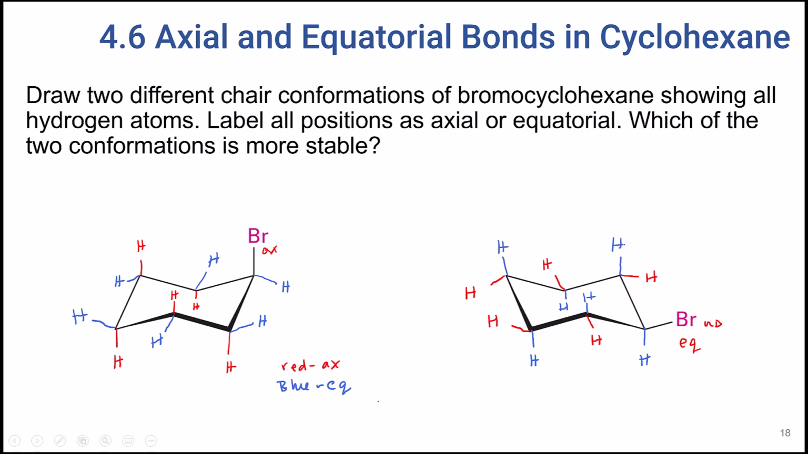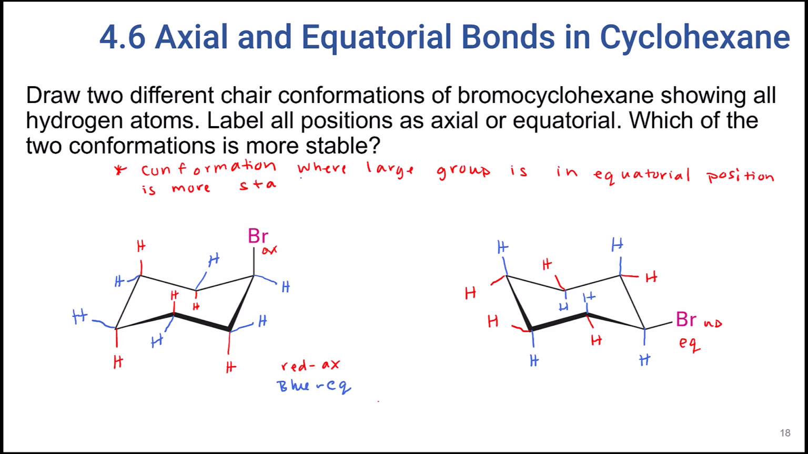And to determine which one is more stable, the conformation where the large group is in the equatorial position is most stable. So being stable in the equatorial position is preferred.